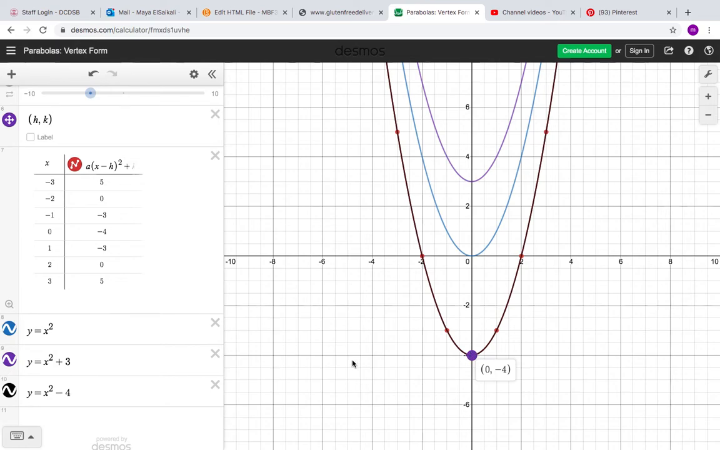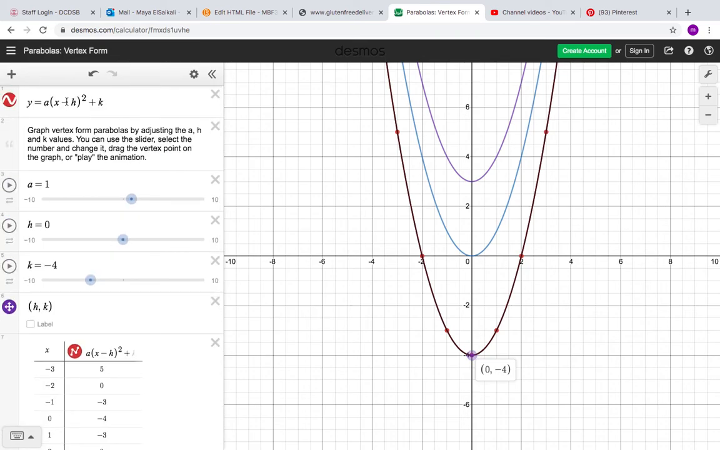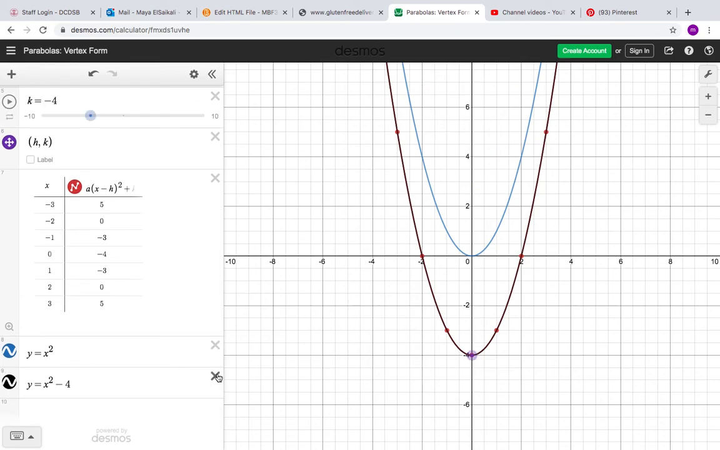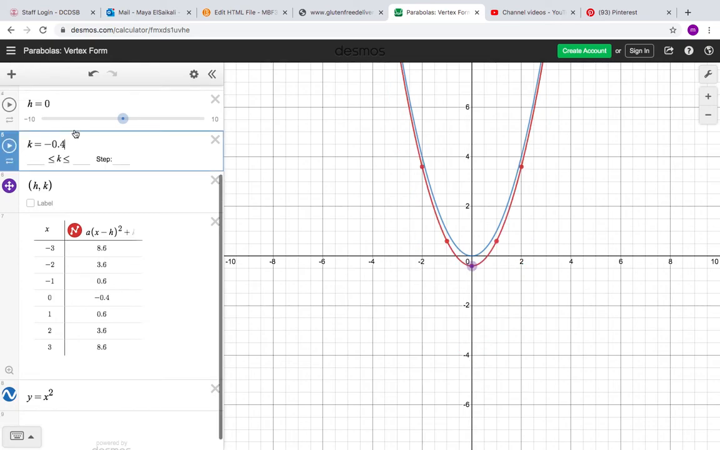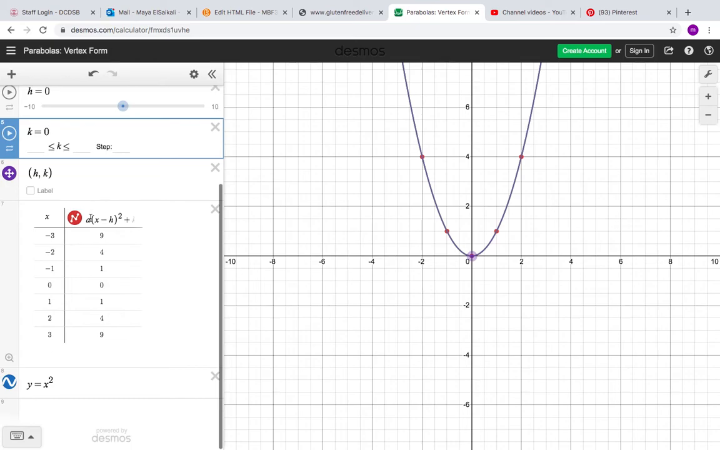So now we have seen that h was affecting the x value of the vertex, and k is affecting the y value of the vertex. Now, do you think that if I have a value for h and a value of k other than 0, both of them are going to affect my vertex? Let's look at an example. I'm going to delete all the other examples. Remember that y equals x squared is my original function. I'm going to bring this back here.